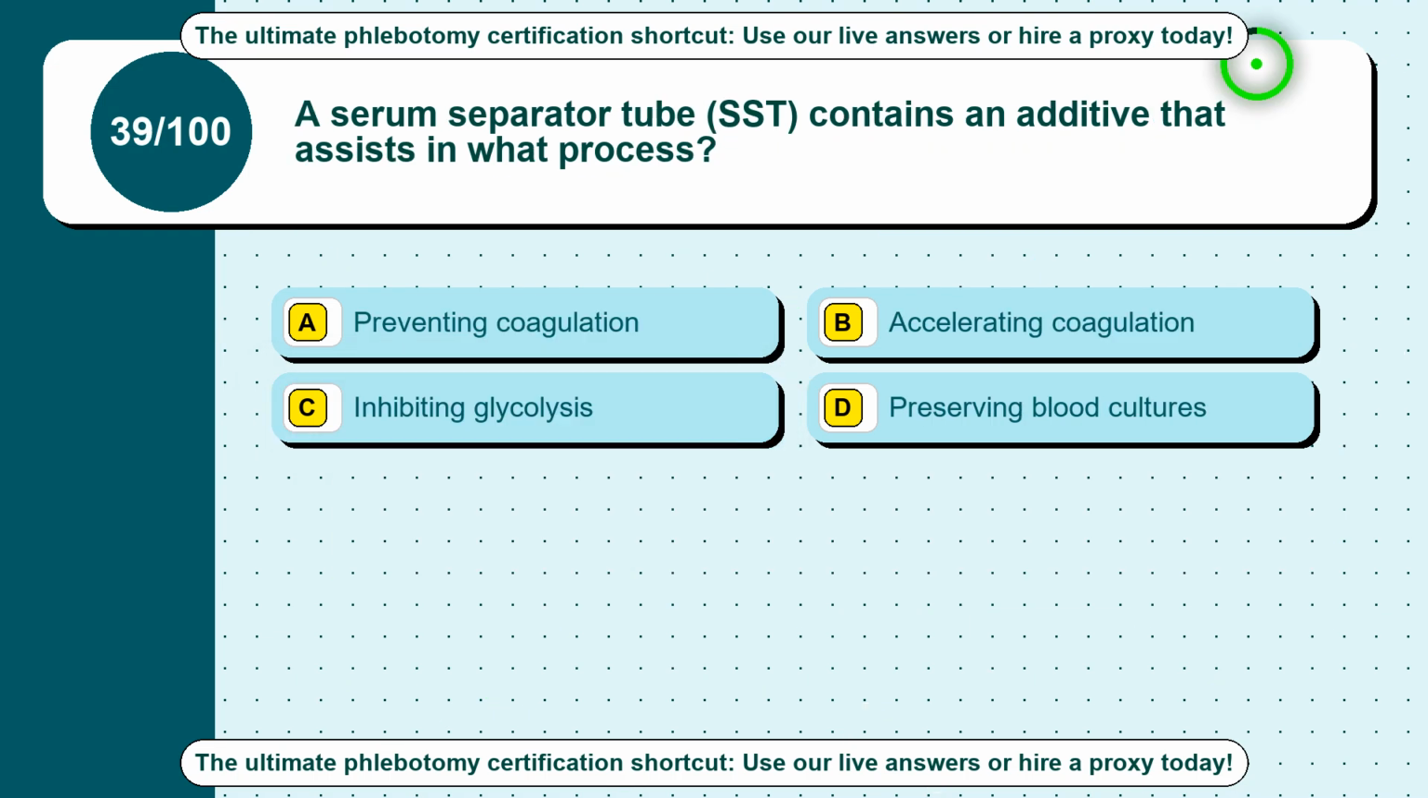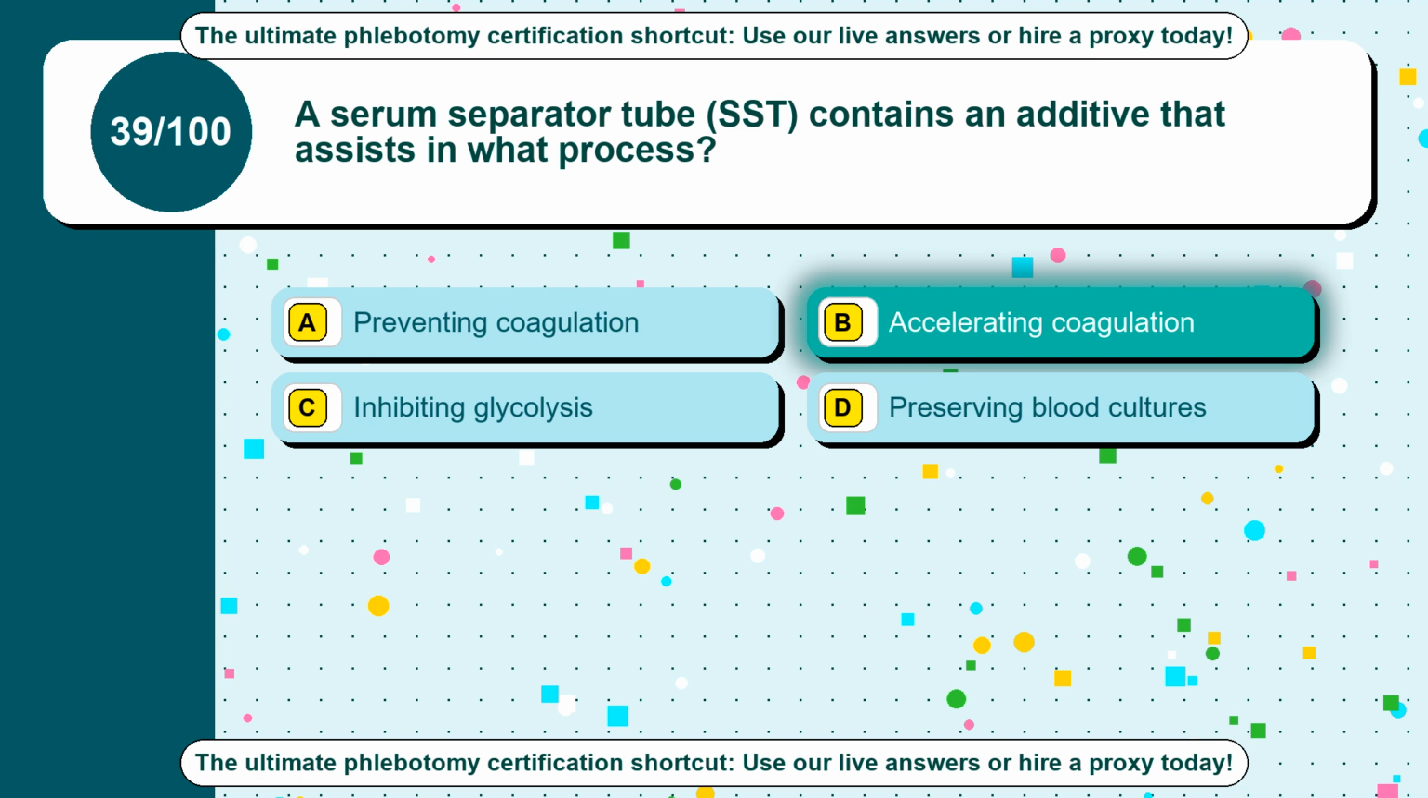Question 39. A serum separator tube, SST, contains an additive that assists in what process? Option A, preventing coagulation. Option B, accelerating coagulation. Option C, inhibiting glycolysis. Option D, preserving blood cultures. The correct answer is option B, accelerating coagulation.